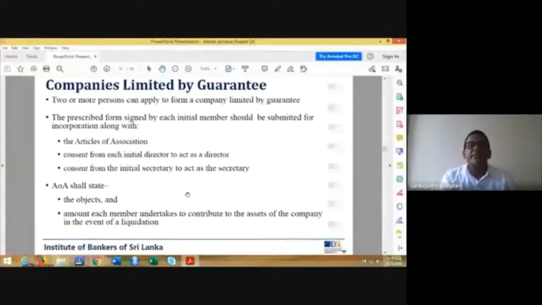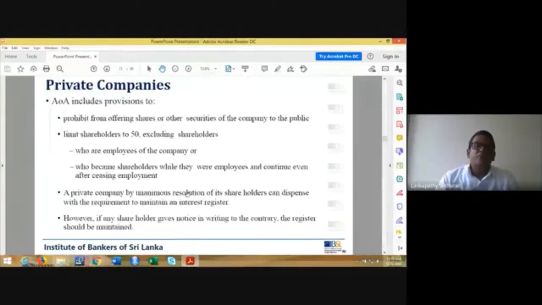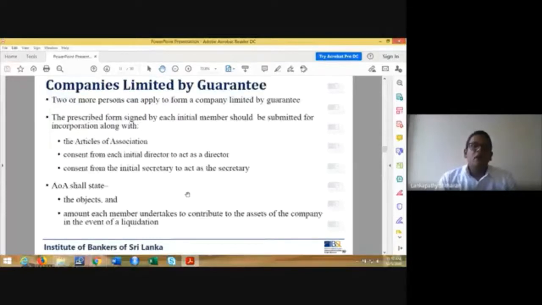The company limited by guarantee. Before moving to that, how many minimum shareholders? The maximum shareholders is 50. How many minimum shareholders for a private company? It is generally 2 people. Okay. The company limited by guarantee: 2 or more persons can apply to form a company limited by guarantee. So this is the general rule.